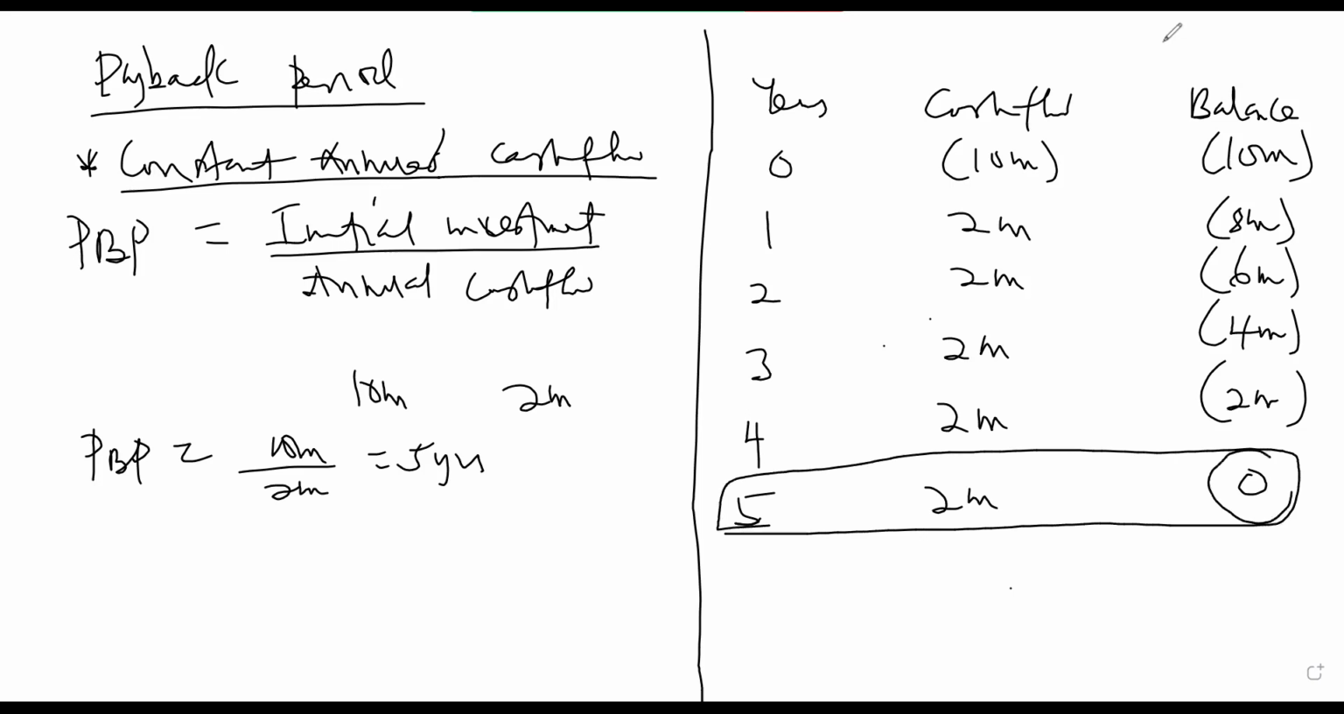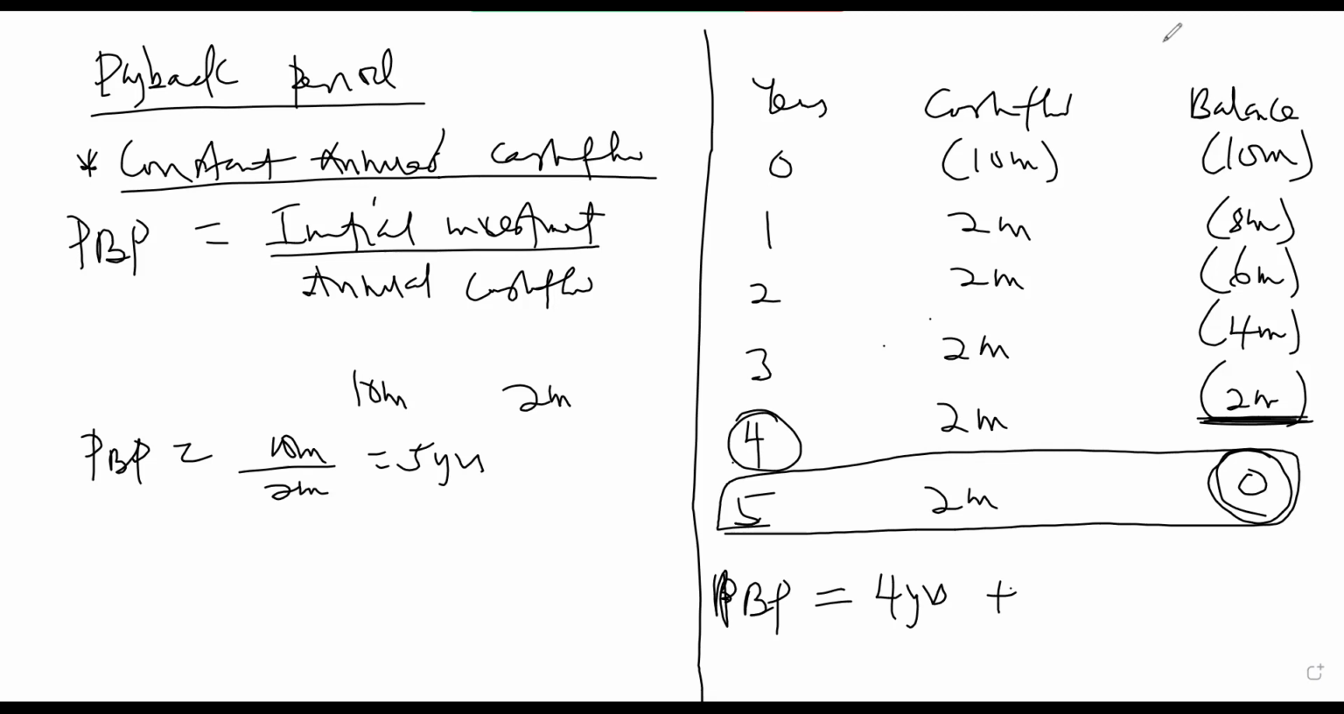So the year that you are going to be having a zero balance, that is why we say it is at the end of that particular year that the project has paid back. The payback period can also be calculated as, okay, we can say it has taken us 4 years. In the 4th year, how much is needed for the project to pay back? It's 2 million, isn't it?